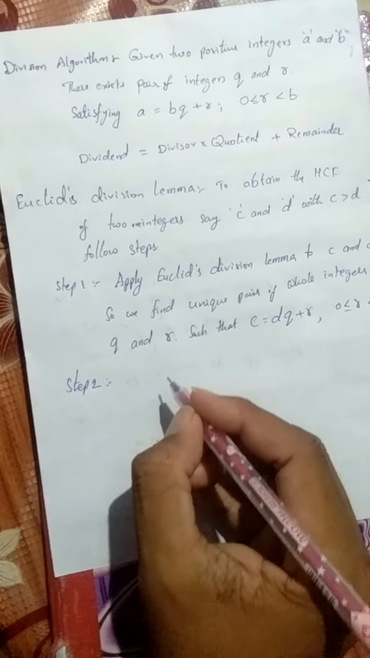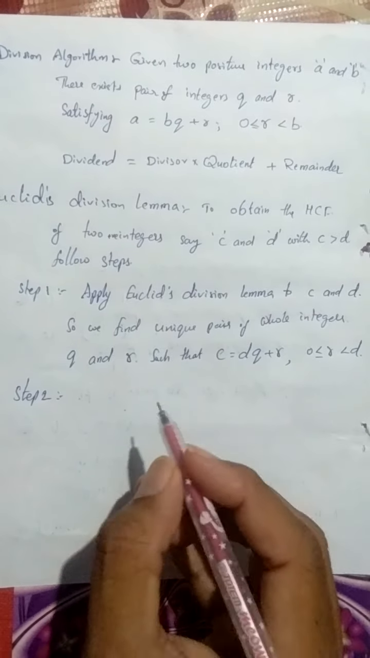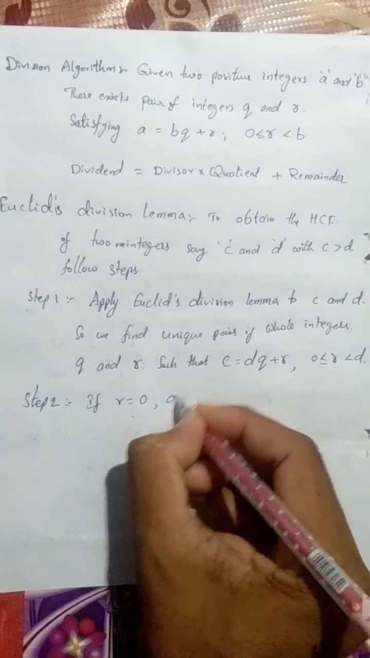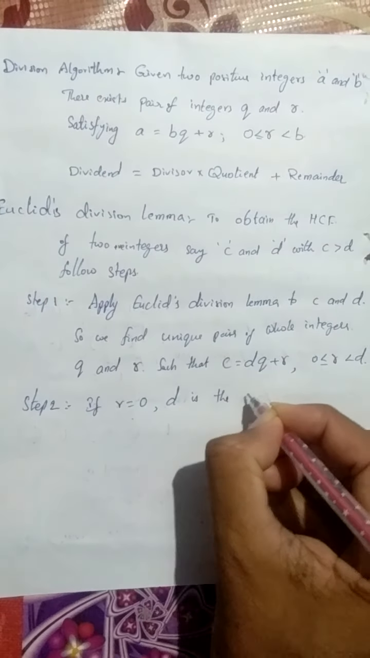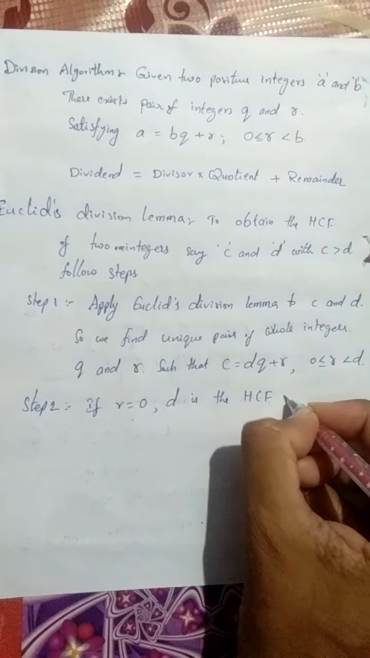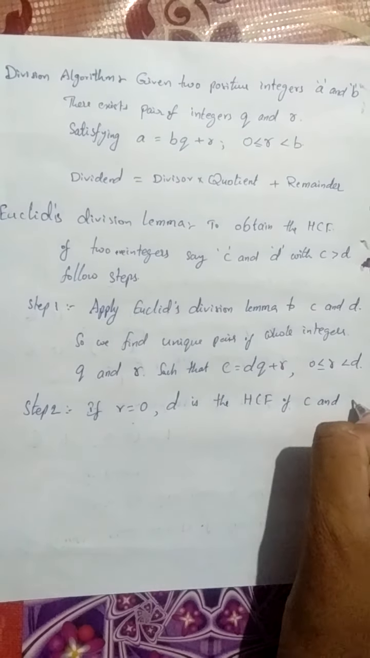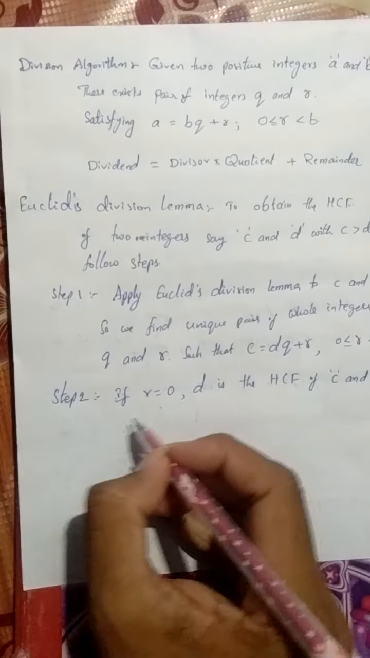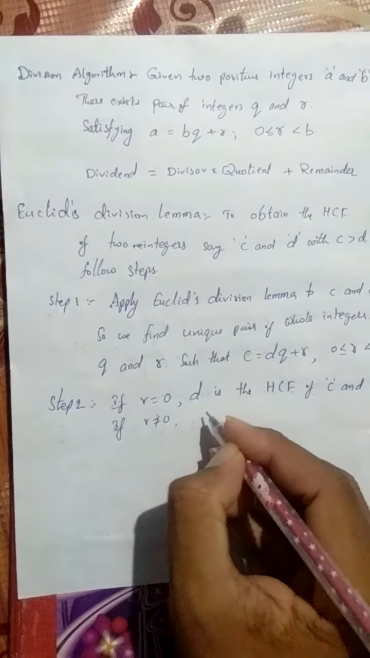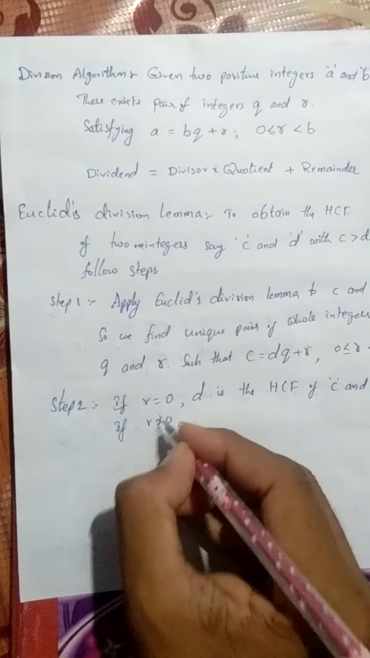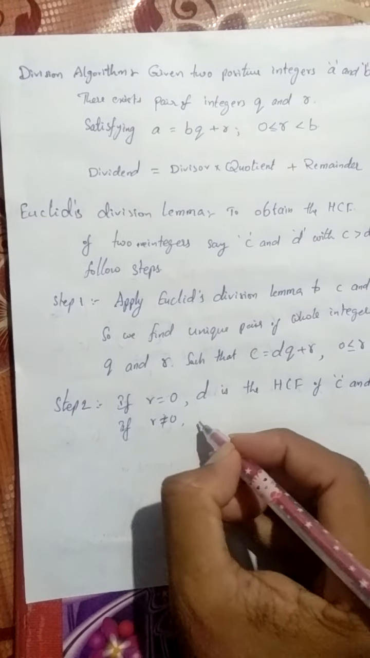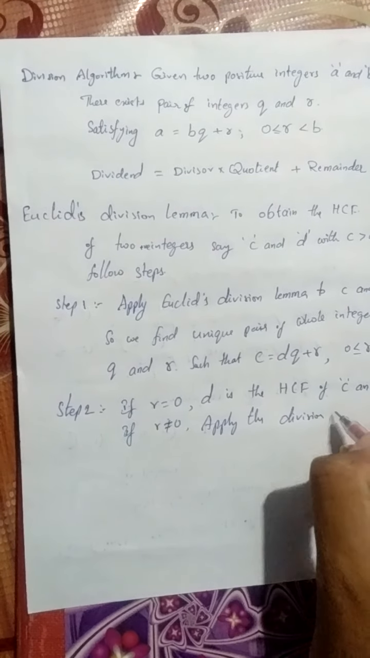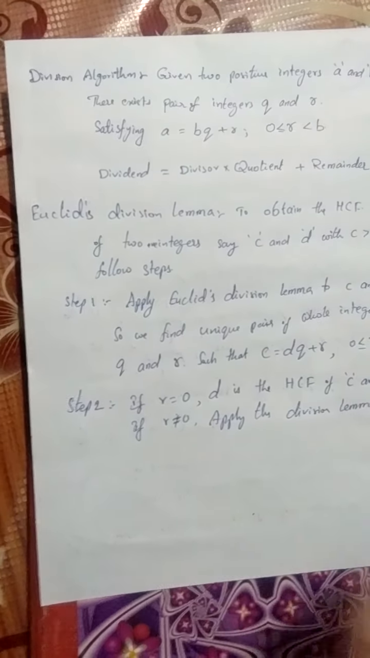In this step 2, if r equals 0, meaning the remainder is 0, then d is the HCF of c and d, the two numbers. That is the final answer. If r is not equal to 0, then again apply the division lemma.